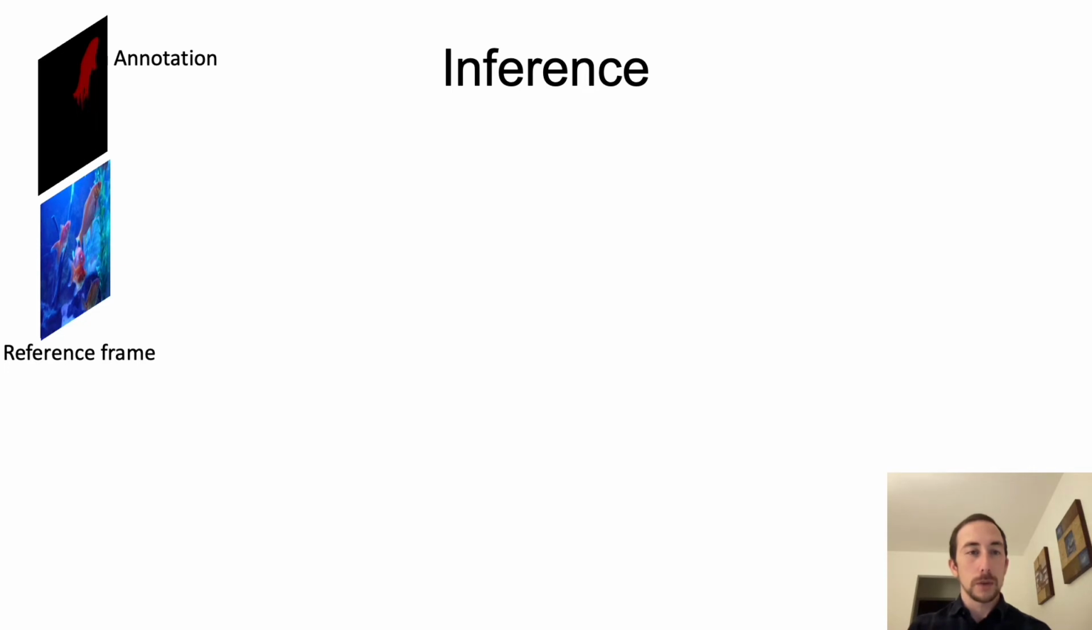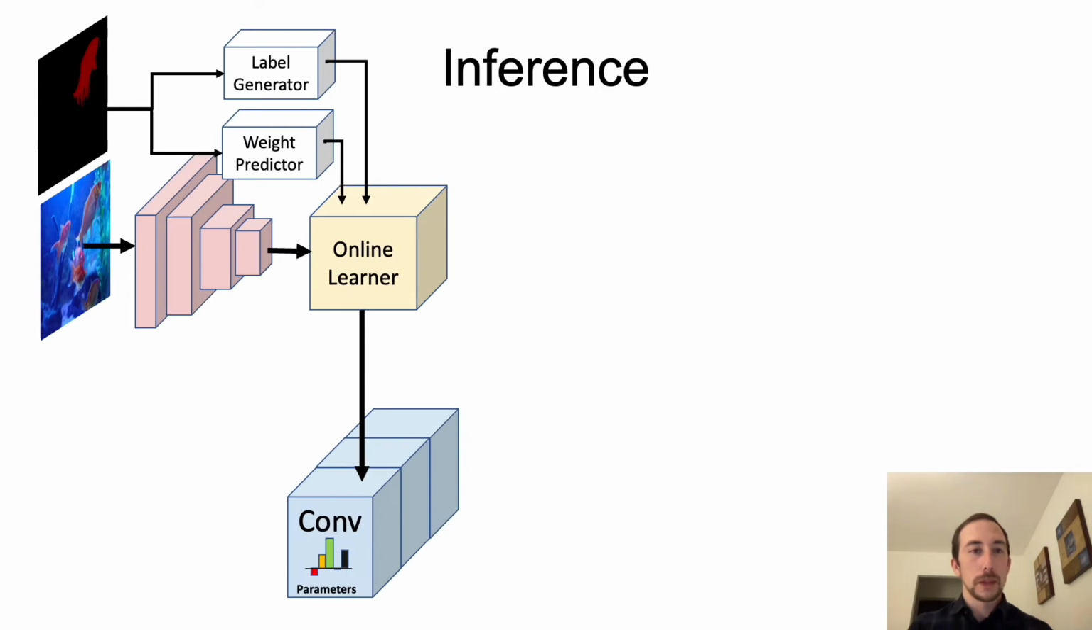Okay, now that we have covered the online learner, let's look at the full inference pipeline. So, as I described, we take the initial reference image and annotated mask as input. The image goes into the feature encoder, the mask goes into the label generator and the weight predictor. All of these are then input to our online learner, which I described in the previous slide. After the optimization, the output of the online learner are these weights, which in our formulation corresponds to a model of the target appearance.